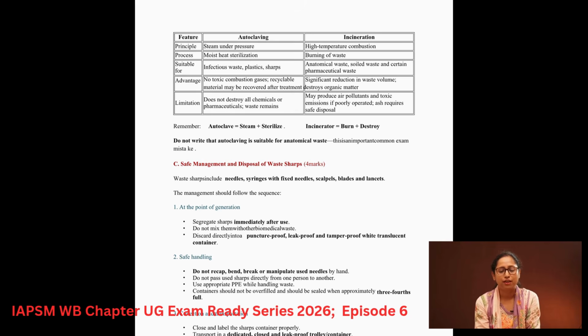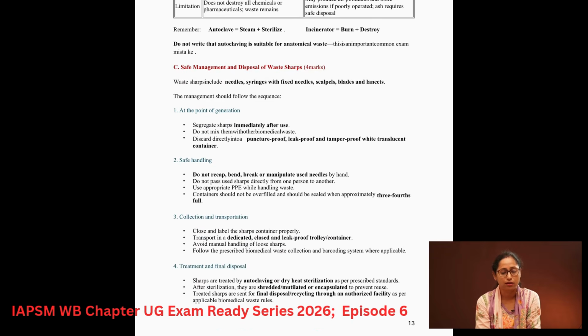Now, coming to the safe management and disposal of waste sharps, which is carrying 4 marks. These sharps include needles, syringes with fixed needles, scalpel, blade and lancets. The management should follow the sequence: first at the point of generation, second safe handling, third collection and transportation, fourth treatment and final disposal, and fifth occupational safety.